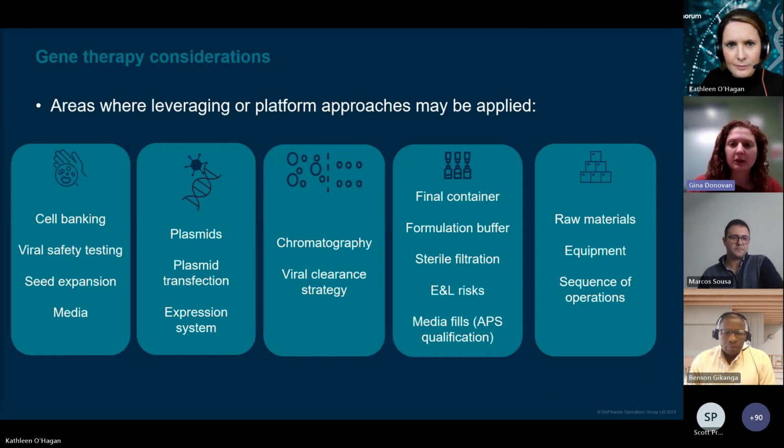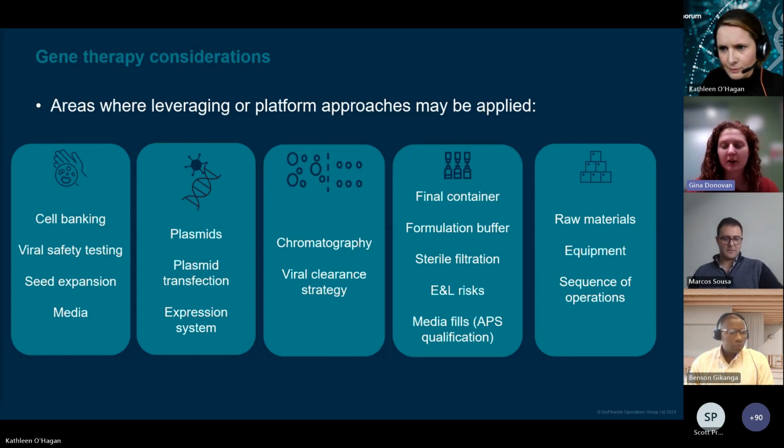So just again, continuing with some of these gene therapy examples, the paper outlines more specific areas that might be open to platform processes. So these might include strategy for viral safety testing, expression system, media development, seed expansion of a host cell line. So, prior to transfection, if you're using HEK cells, that seed expansion process can be the same between multiple products. Plasmid production, again, similar idea where you're just changing the plasmid gene and the fermentation may be platform product to product.